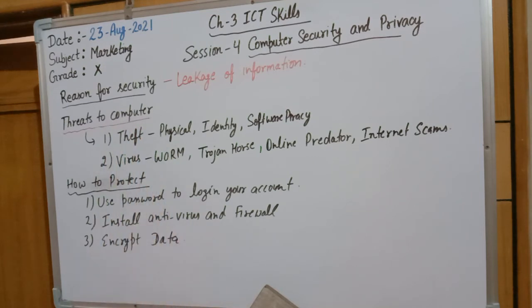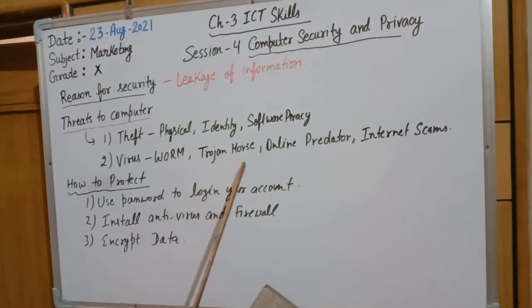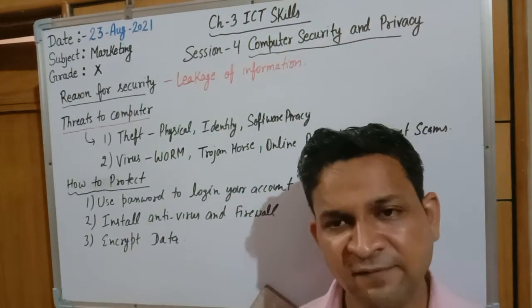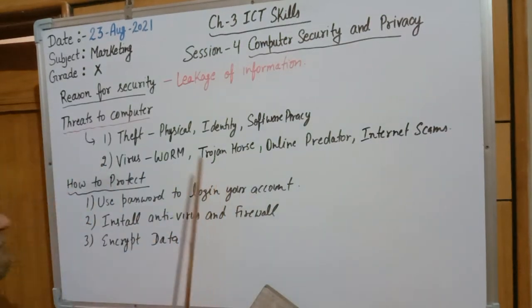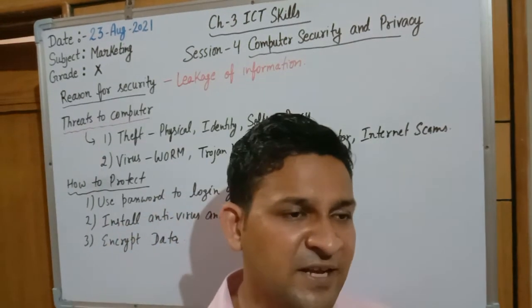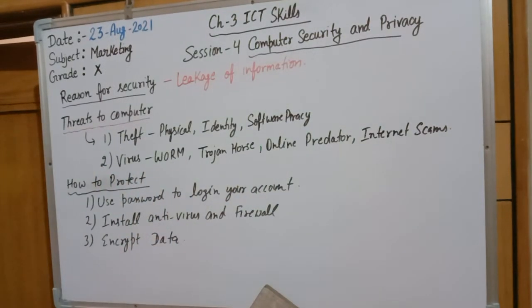Definitely, the second is virus. Viruses can be of different types, like worm, Trojan horse, online predator, internet scam. A worm will replicate itself when it enters your computer system. It will be attached to one of your files, and each time you open the file, it will multiply again and again and spread in your computer system and try to delete your files also.